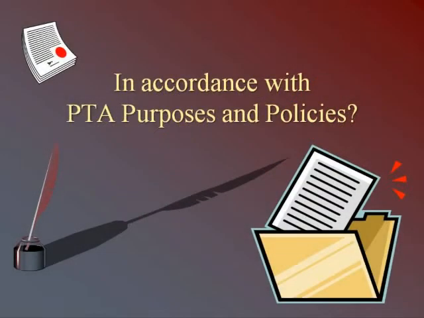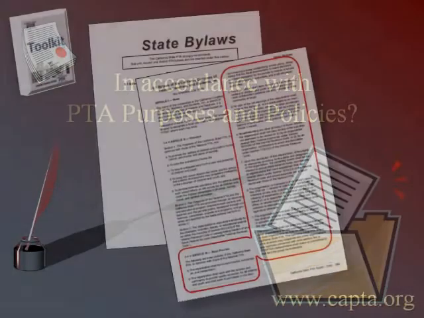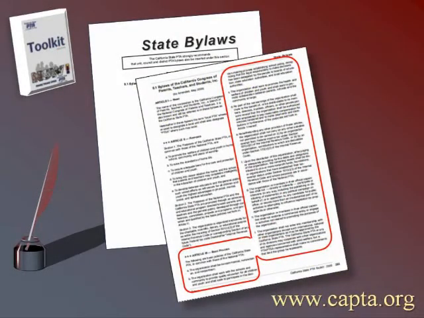Okay, is it in accordance with PTA purposes and policies? Now, where can I find this information? The PTA purposes and policies can be found in the California State PTA Bylaws, Article 3, and on the California State PTA website.